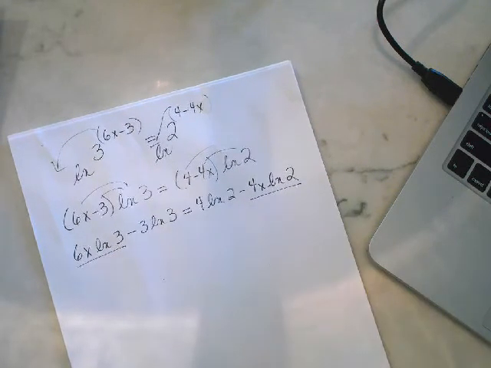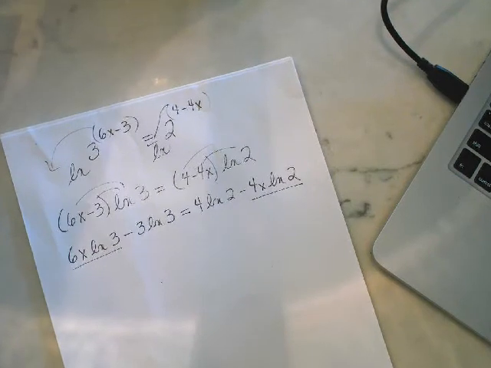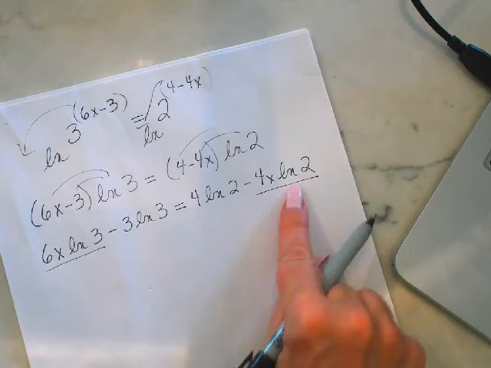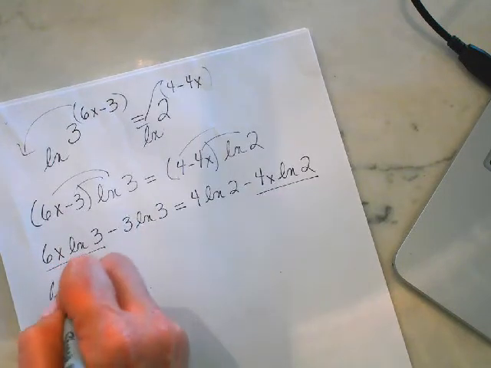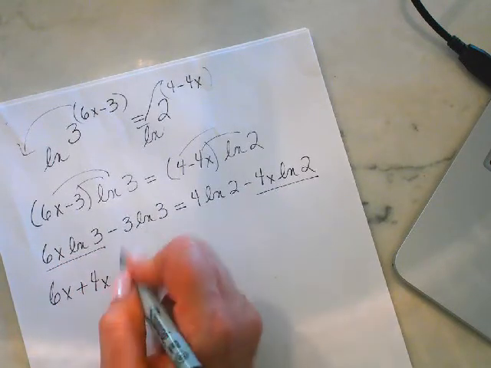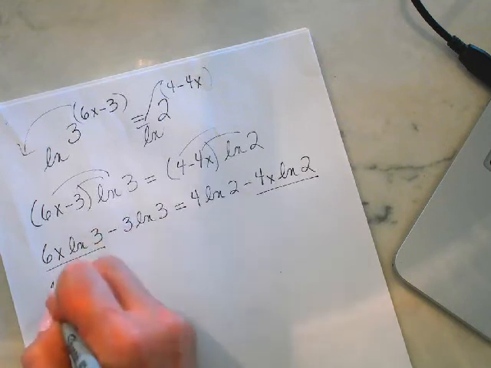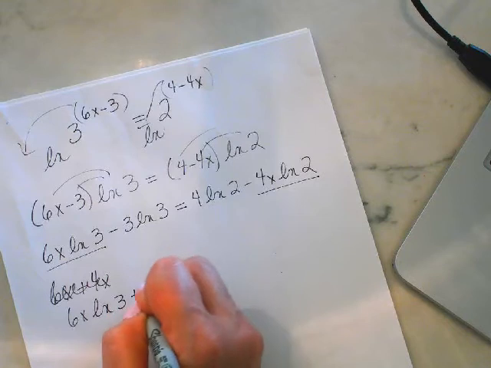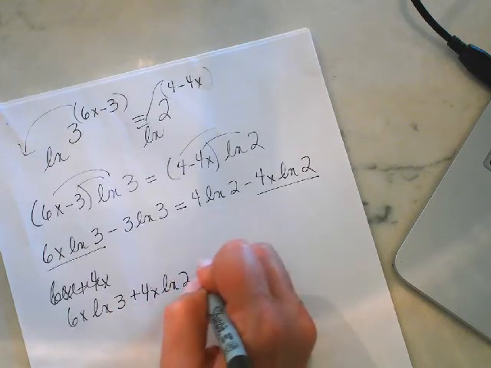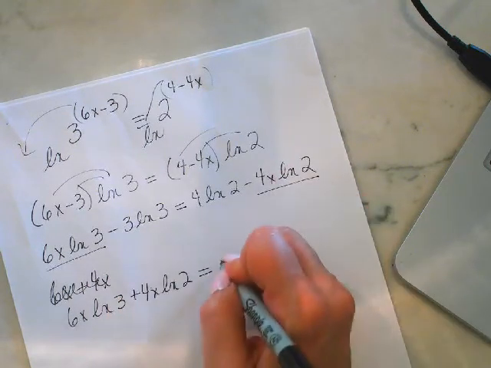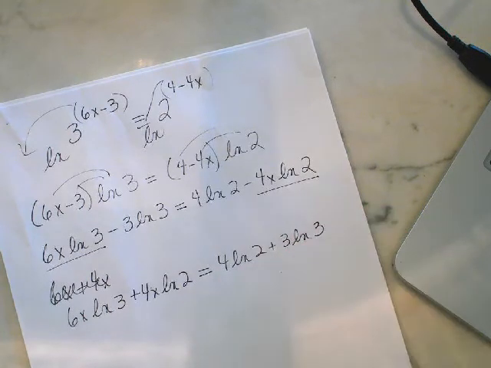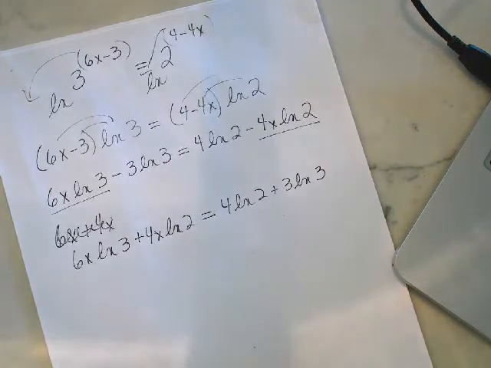All right. Remember, we have an x here and an x here. I want to get the x's on the same side so that we can factor it out and get it alone, because that's our goal. Our goal is to get x alone. So I'm going to bring this over. So 6x plus 4x. Oh, I forgot the ln. Let me do that again. 6x ln 3 plus 4x ln 2 equals, and I'll bring this to the right side, 4 ln 2 plus 3 ln 3.